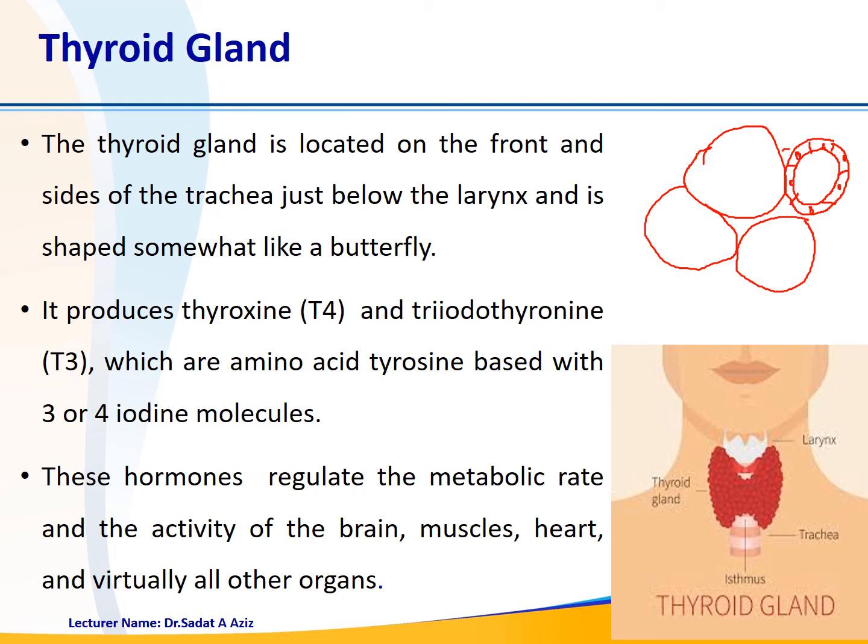And what we have are some cells which are scattered between the follicles. These cells are called parafollicular cells. They have a specific function. I will explain it later. So the histology of the thyroid gland is something like this.